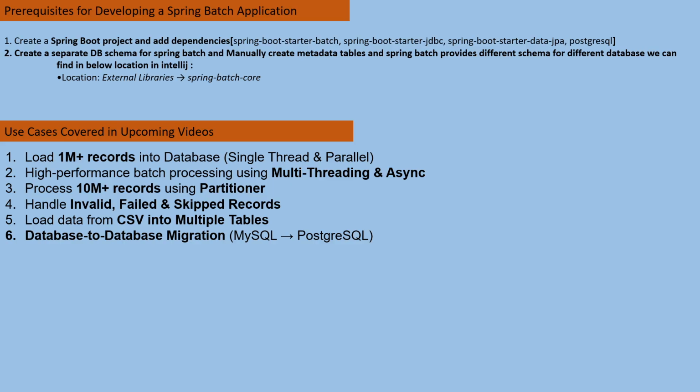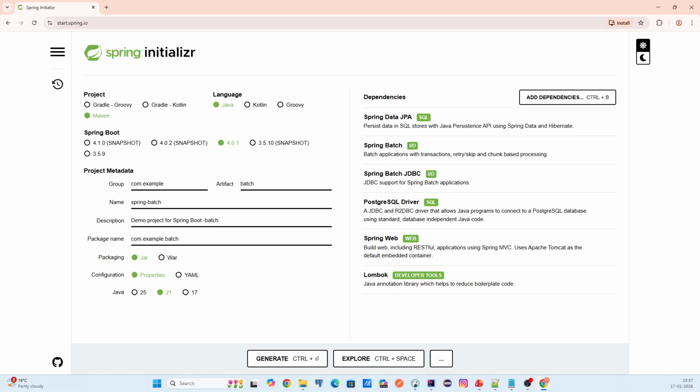Now let's create the Spring Boot project from the Spring Initializr. Here I need to add the Spring Data JPA dependency, Spring Batch, Spring Batch JDBC, PostgreSQL, Spring Web, and Lombok. Then we need to create. It generated the project. Let me import.